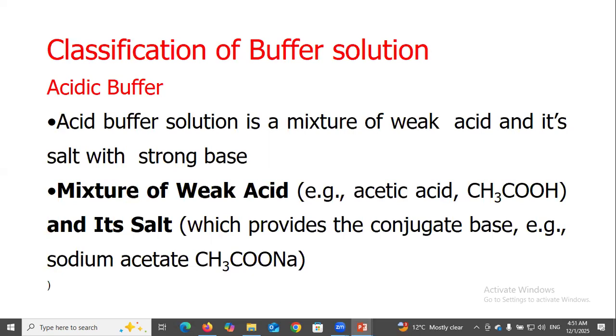Classification of buffer solution: acidic buffer. An acid buffer solution is a mixture of a weak acid and its salt with a strong base. A mixture of weak acid, acetic acid, and its salt, sodium acetate, provides a buffer solution.